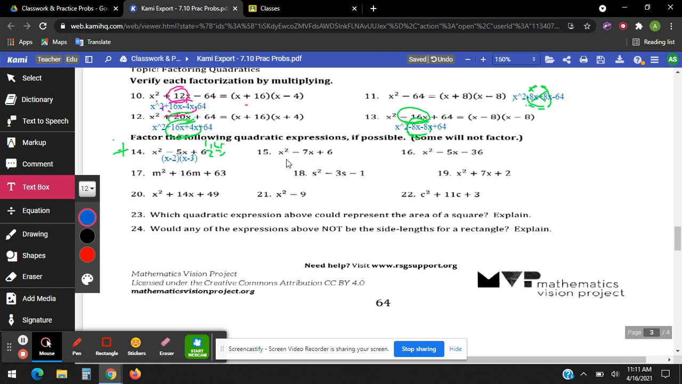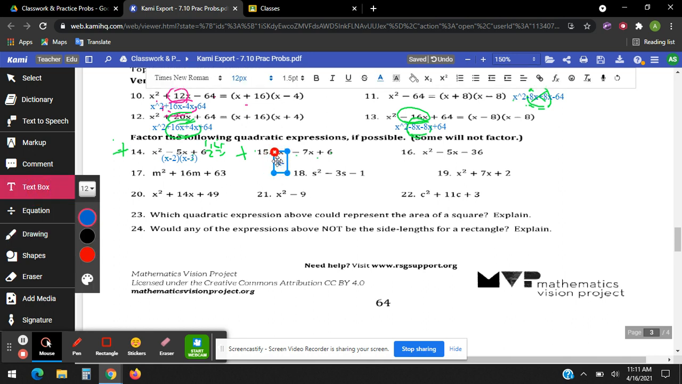Okay, over here. We have a positive here and a negative here, so we have to add, and they're both negative. So the factors of 6 that add to make 7: it's an x minus, and factors of 6 are 1 and 6, minus 6. So they're both negative. Add them to get a -7, multiply to get a +6.